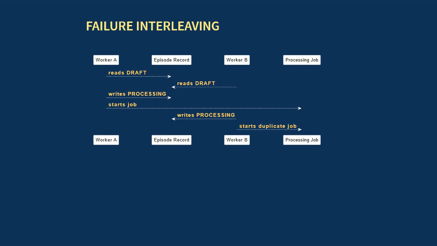Worker A reads episode 42 as draft. Before A writes processing, worker B also reads draft. Now both believe they own the transition. So the invariant violation happens before the duplicate job is visible? Yes, the duplicate job is the symptom. The violation is that two workers were allowed to claim the same transition.